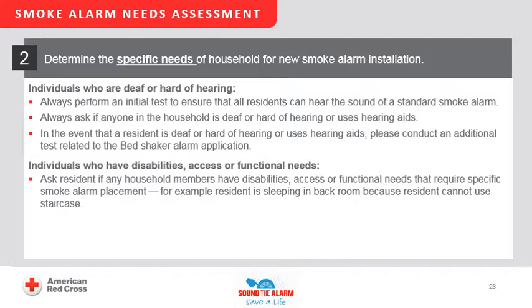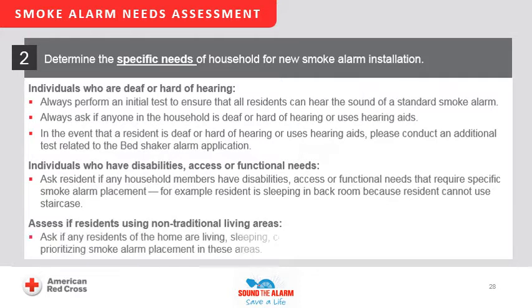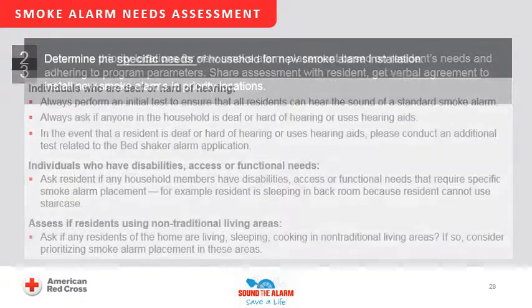Individuals who have disabilities, access, or functional needs. Ask resident if any household members have disabilities, access, or functional needs that require specific smoke alarm placement. For example, resident is sleeping in back room because resident cannot use staircase. Assess if residents are using non-traditional living areas. Ask if any residents of the home are living, sleeping, cooking in non-traditional living areas. If so, consider prioritizing smoke alarm placement in these areas.